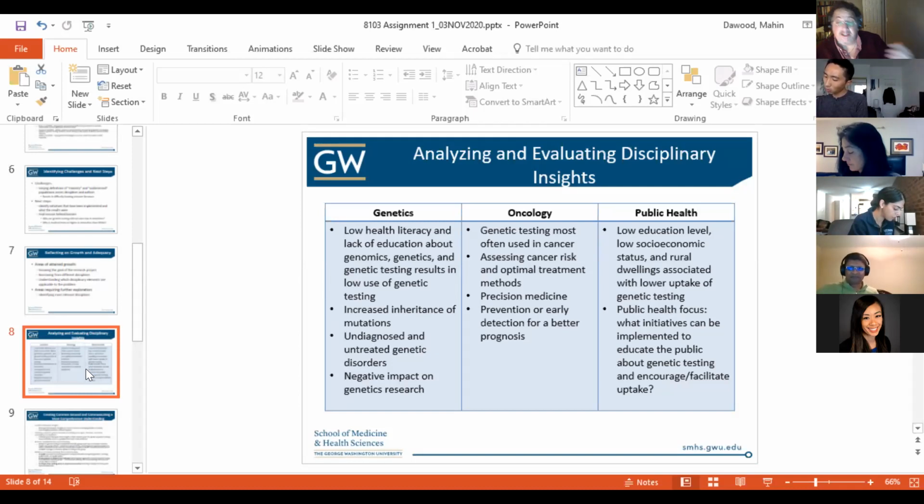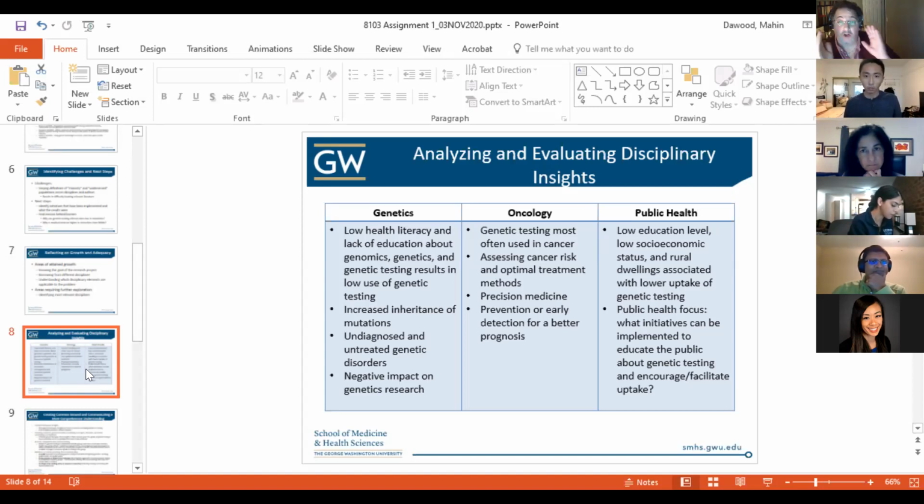That education, socioeconomics, geography, etc., all have something to do with genetic testing. That is a very different assumption than that genetic testing is completely related to assessing cancer risk and to providing treatment. Okay, these are totally different ways of looking. Their assumptions are basically different.